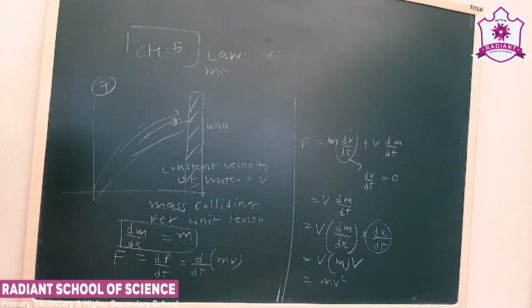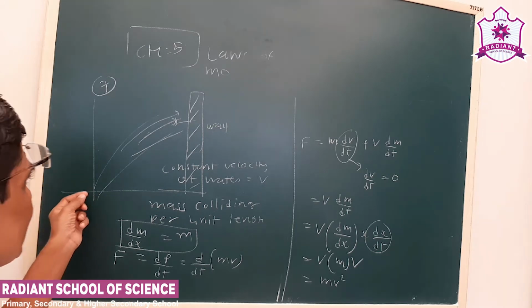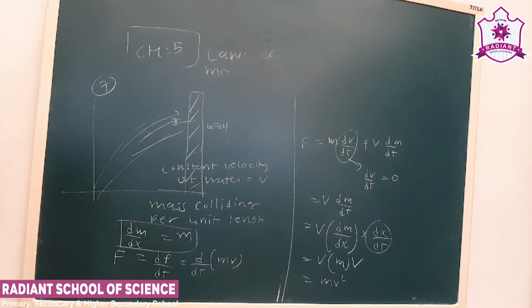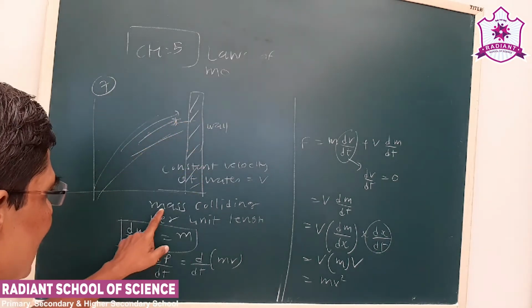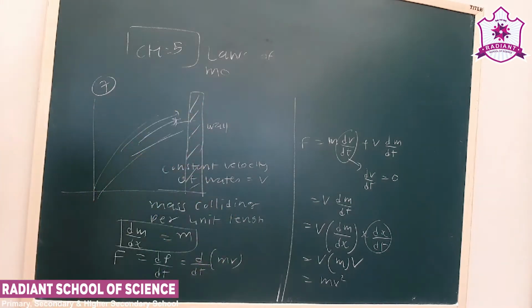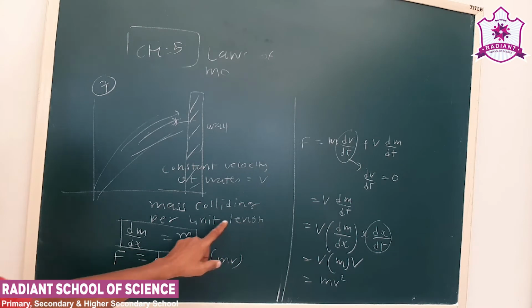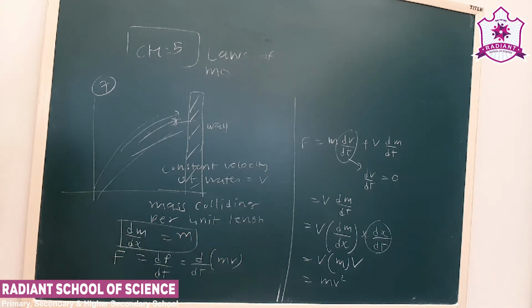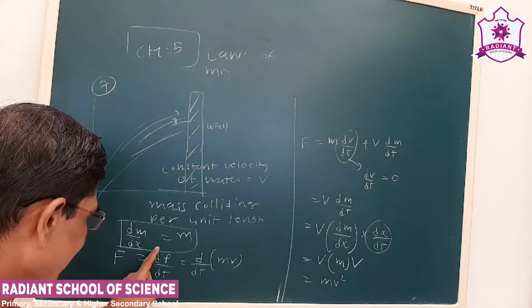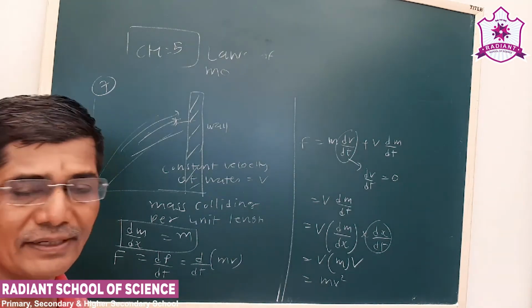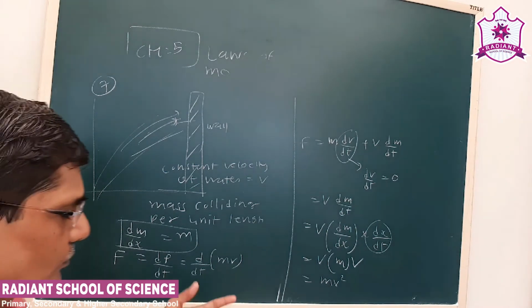See, this one is interesting. There is a wall and water is coming out from the pipe which collides with the wall. See the mass per unit length colliding is given as m. Here there is a length, so that's why we have written dm by dx. See what we have to calculate, force. Now we know the equation, F is equal to dp by dt. Now P is mv.